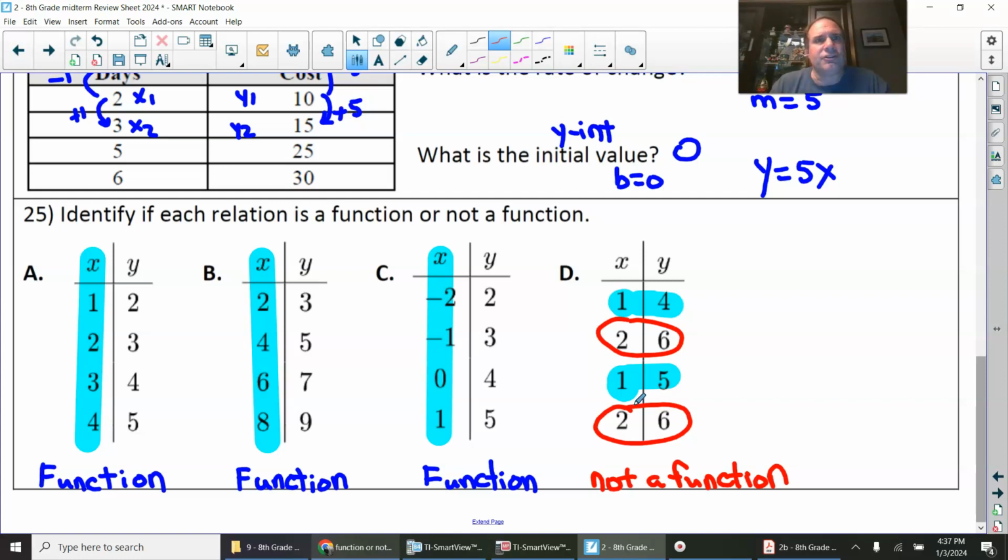Remember, 2 picks 6 as a favorite number. Then if I go back to 2 and ask, what's your favorite number? And it says 6 again, that's allowed. It can't say another number. If 2 picks another number, then it would not be a function. But this is not a function because of 1 and 4, 1 and 5. Those are the 2 points that make it not a function.